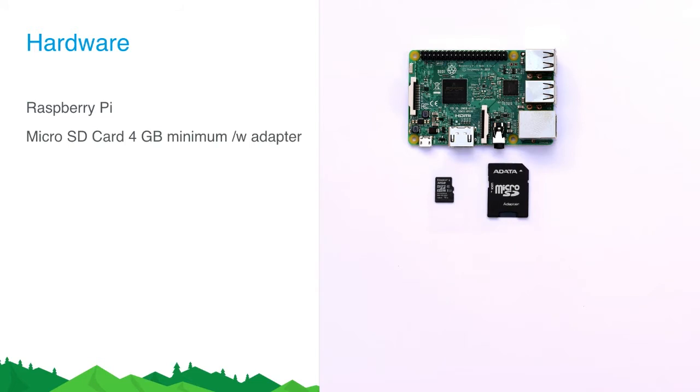So we obviously need the Pi to get our solution to work. To run our OS, we're using a pretty standard micro SD card. 4 gigs is the minimum recommended size, but we recommend using probably somewhere around 16 or 32, especially if you plan on doing any kind of multimedia type applications.